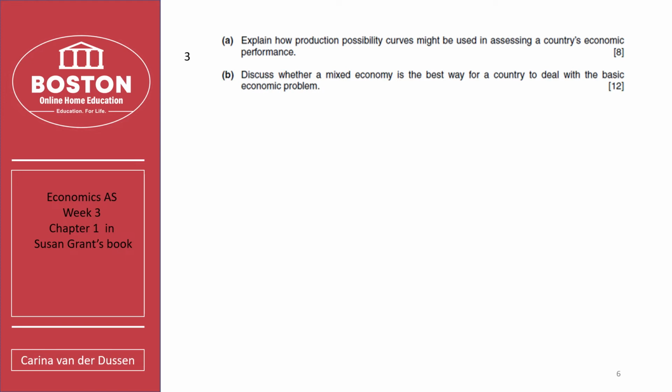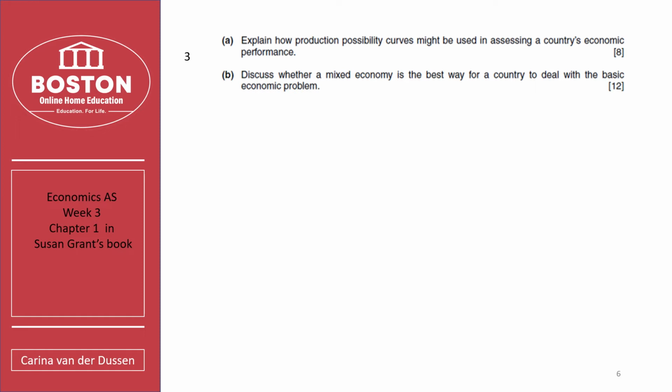So if it's the 8-mark question, you need to give knowledge. You must apply. So you are going to give your own example. Now you're going to apply to your example, bananas, pineapples, or fish and potatoes. You're going to apply your explanation. And then you are going to analyze and say, okay, how could this production possibility curve be used in assessing a country's economic performance? Sounds difficult. The more we do, the easier it gets.